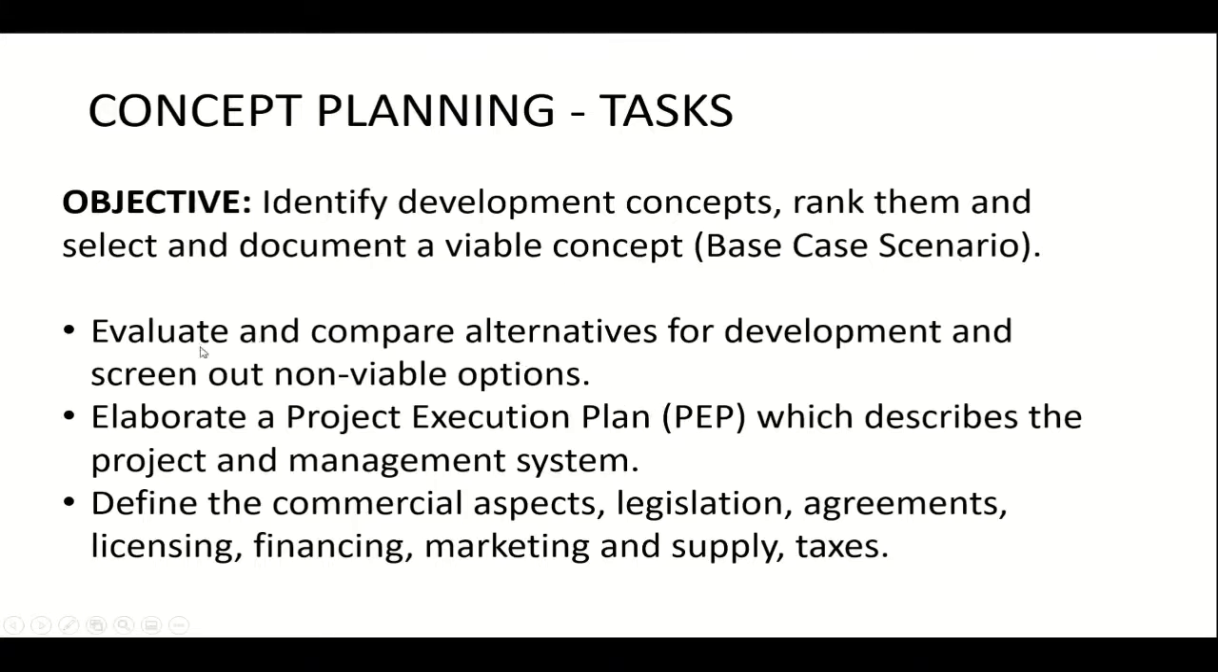Okay, so I'm evaluating and comparing, trying to remove or screen out those scenarios that are not going to be viable. This is very important. You prepare a PEP, a project execution plan, which describes the project and management system. That is going to be very critical for future steps. And define the commercial aspects: legislation, agreement, financing, marketing, and supply, taxes, all these related to the field.